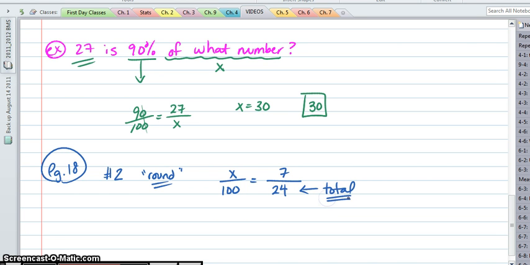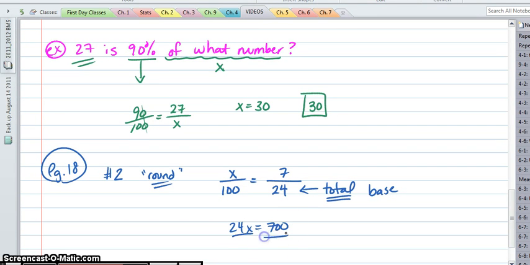So in general, the total represents your base. And that's really important because, again, in real life, no one walks around going, 27 is 90% of what number? You know, they set up things like this. Oh, well, 7 hours, what percent of your day are you spending at school? That's how they will pose the question. So this is the proportion we would use. We can use the cross product to solve.